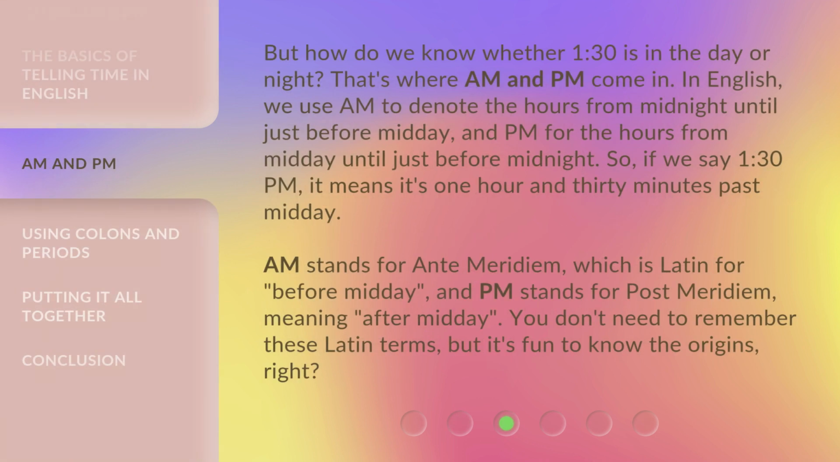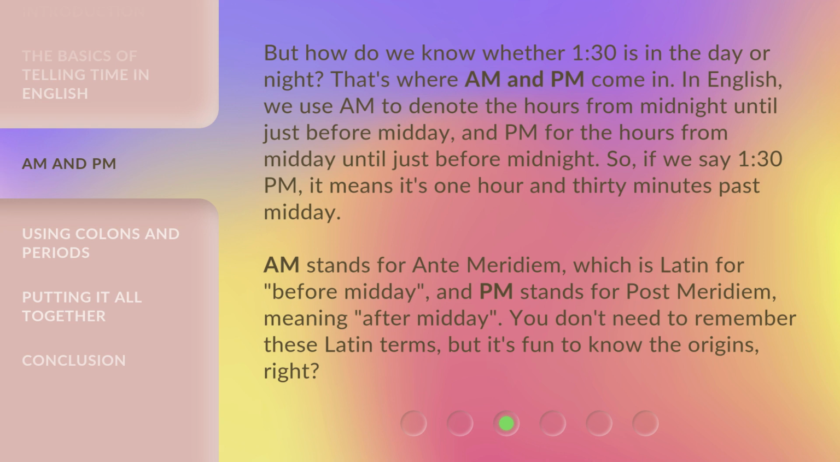But how do we know whether 1:30 is in the day or night? That's where AM and PM come in. In English, we use AM to denote the hours from midnight until just before midday, and PM for the hours from midday until just before midnight.